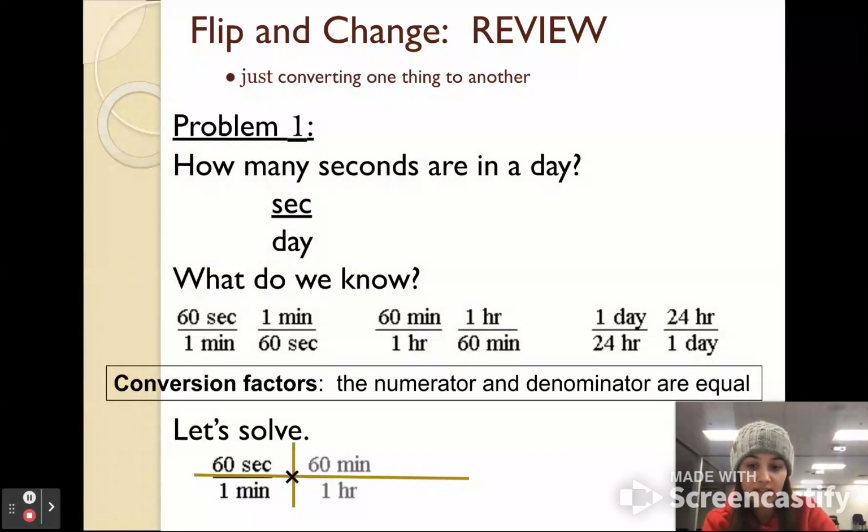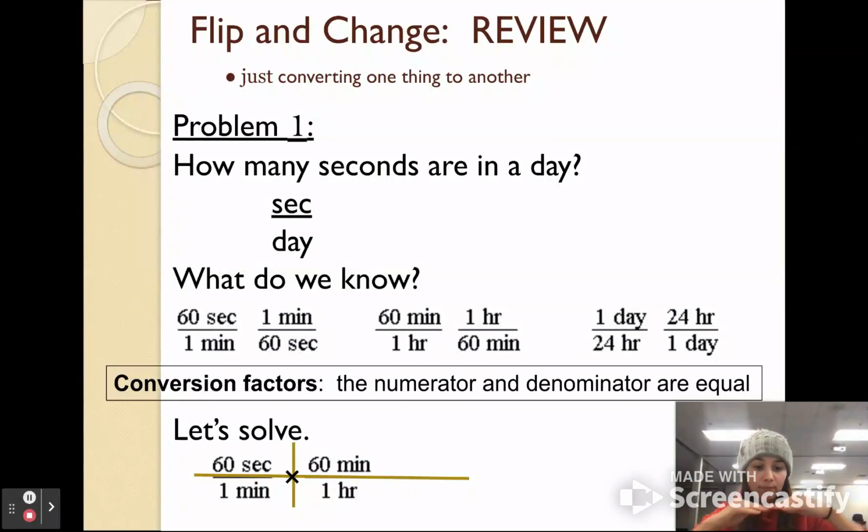If you picked the 60 minutes over 1 hour, you are correct. Now my minutes cancel and I have hours. Am I done yet? I am not. I have seconds per hour right now, and I want seconds per day. So I still need to convert hours to days. We have a great conversion factor for that, right? We know how many hours are in a day. There's 24 hours in one day.